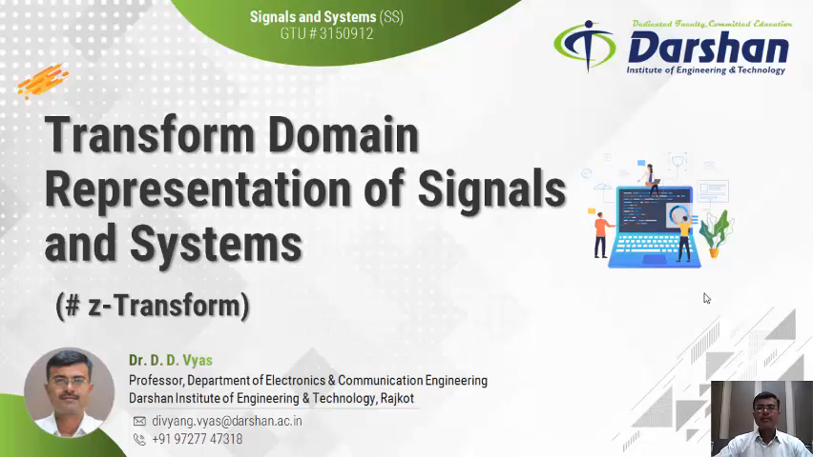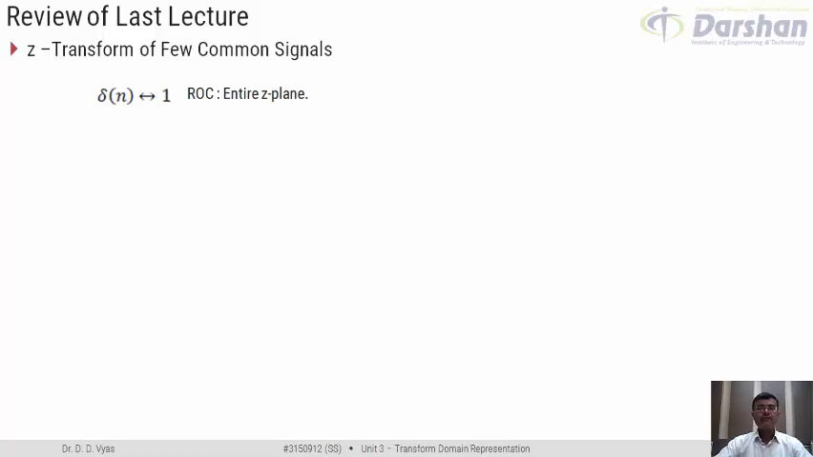Let us try to review the concepts discussed in last online session. We tried to find Z transform of a few common signals. The approach that we used was based on the basic formula of Z transform as well as using the properties of Z transform. We had seen Z transform of a unit impulse signal, whose Z transform is 1 and ROC is entire Z plane.